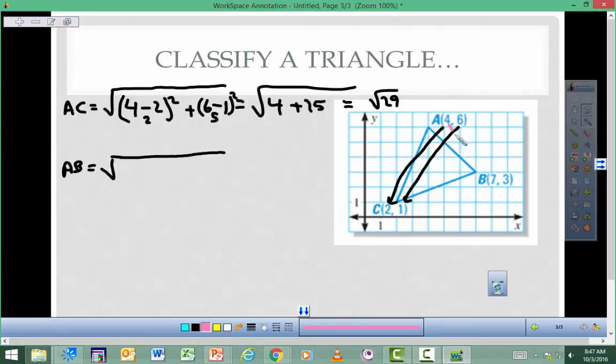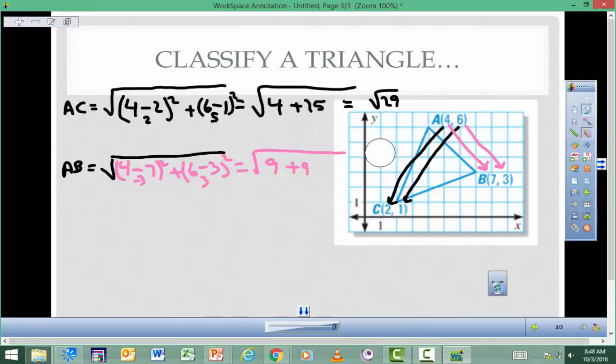But this time I need to subtract the x coordinates again, so I'm going to go this way this time. How about 4 minus 7? And then I square this one. And then I add that to subtract the y coordinates. Okay, this isn't really that hard, is it? I hope. 6 minus 3, then we square that. And so that gives us the square root. Well, 4 minus 7 is actually negative 3, and then when you square that, you get 9. Okay, and 6 minus 3 again is 3, and when you square that, you get 9 again. So this one gives us the square root of 18.